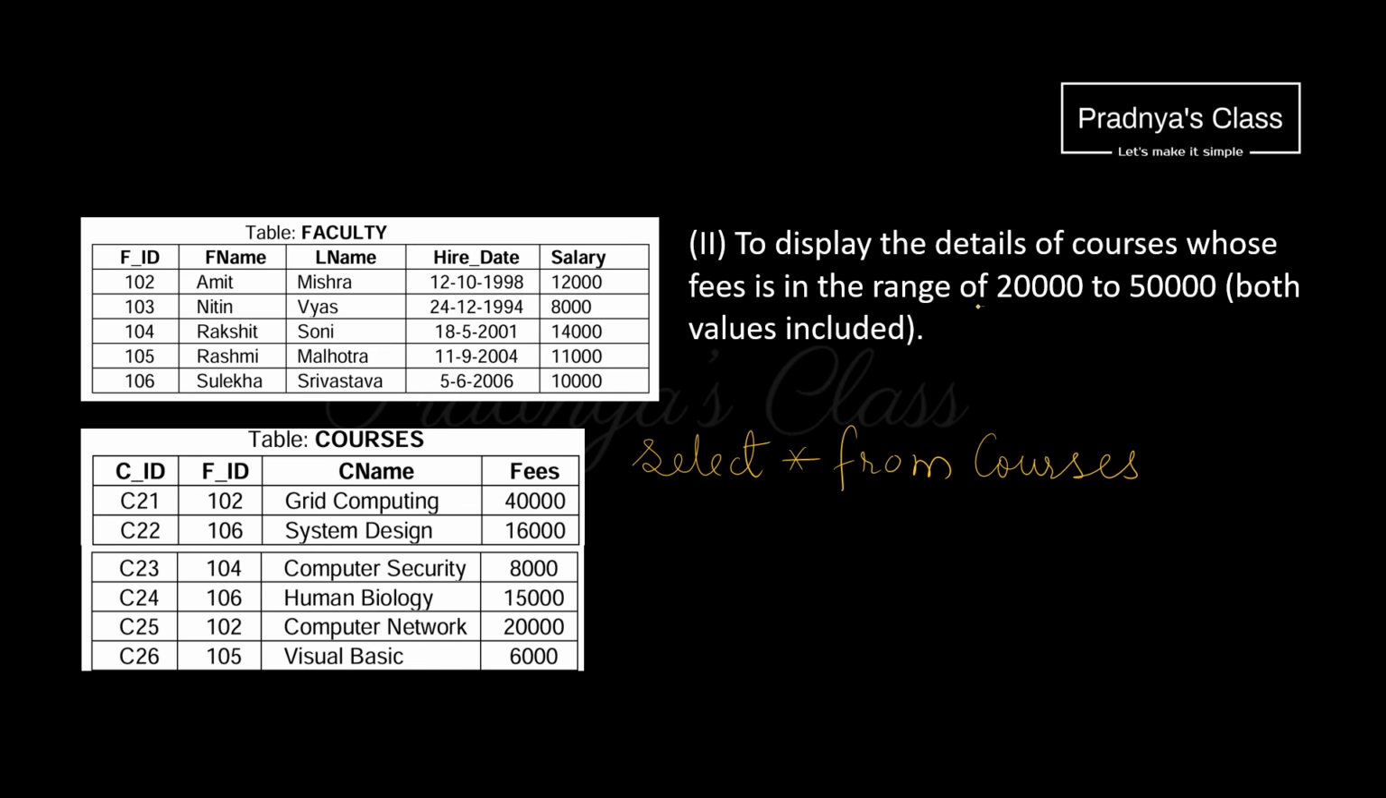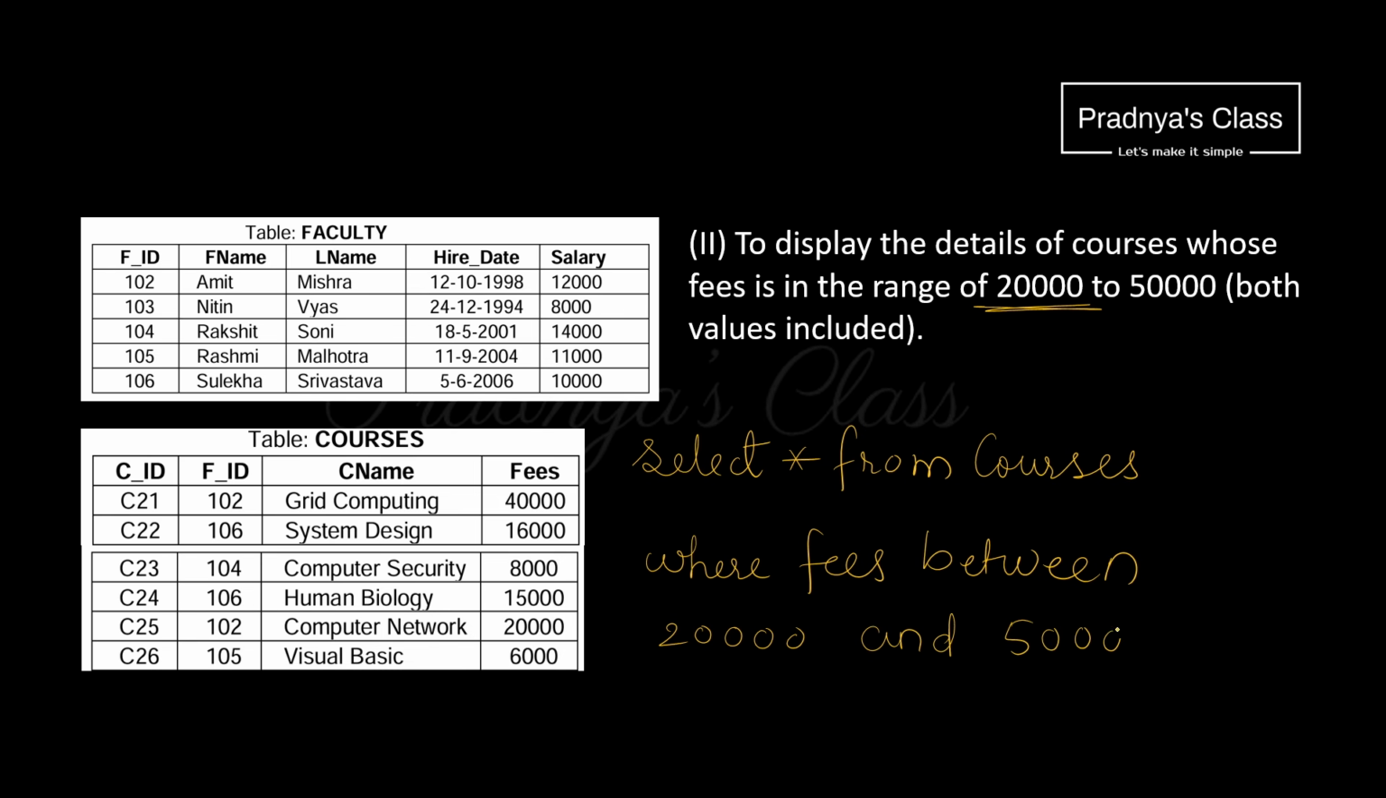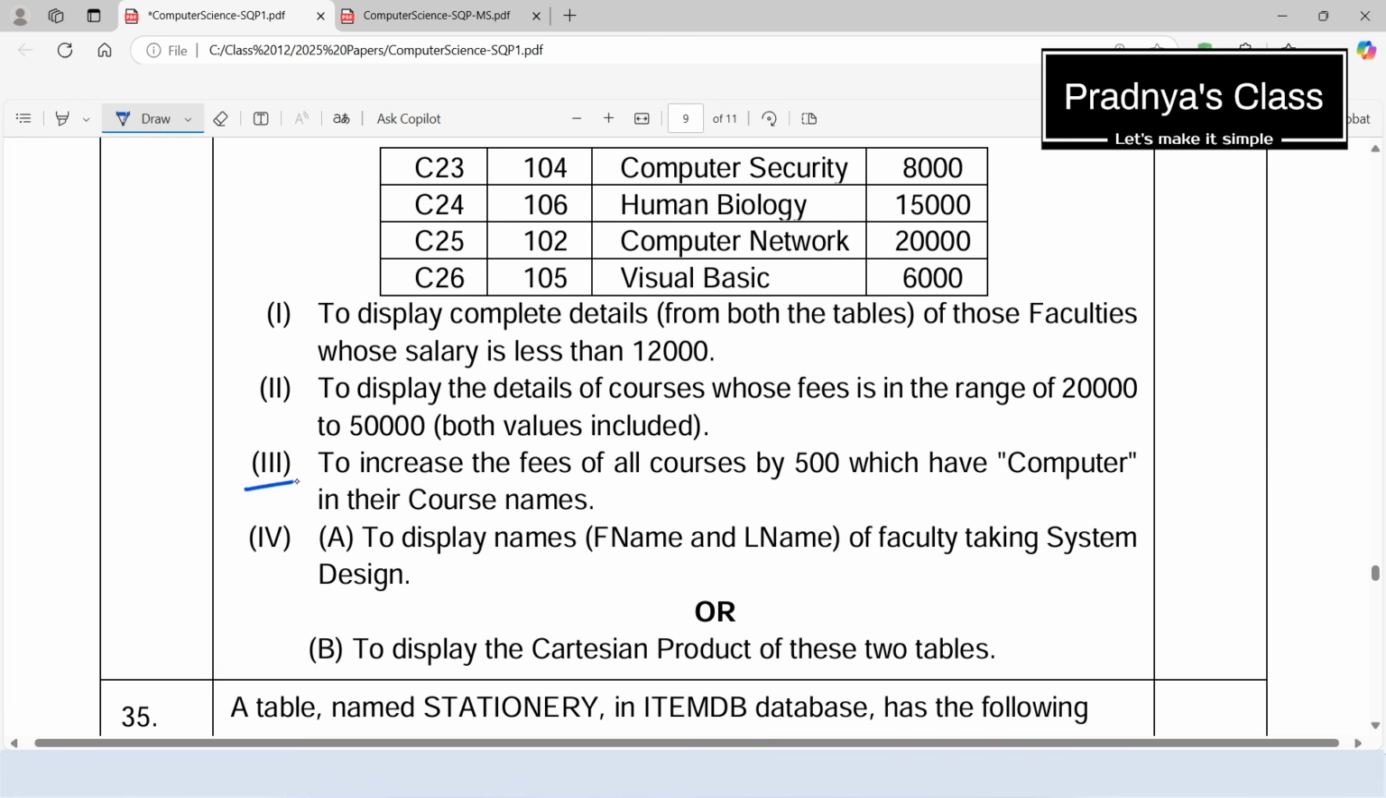Now it's time to write the condition with the where clause. Where fees, we are going to use the between operator. Between, the range is given as 20,000. To create the range, we use the AND operator also: 20,000 and 50,000. With this, both the limits will get included. Hope you understood this query too. Alright, let's check out the next one.